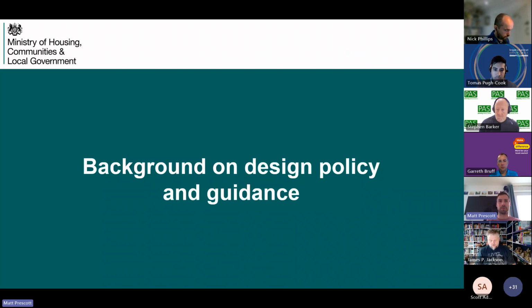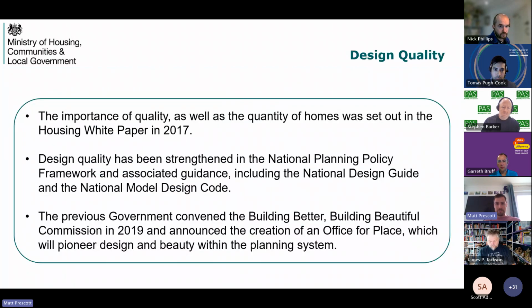So moving on now to the background on policy and guidance. Good design and placemaking has experienced elevated status in national policy and practice in recent years, which is obviously great. This started back in 2017, where the Housing White Paper emphasised the importance of quality as well as the quantity of homes that are brought forward. Design quality has also been strengthened in national policy through the NPPF and also associated guidance with the National Design Guide and National Model Design Code, which were both published in recent years as well. And the previous government also convened the Building Better, Building Beautiful Commission in 2019, from which the Office for Place has been created to pioneer design and beauty within the planning system.